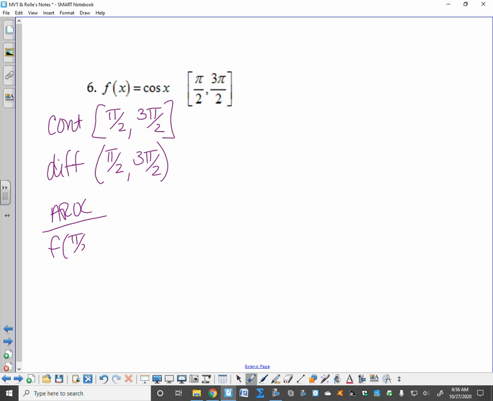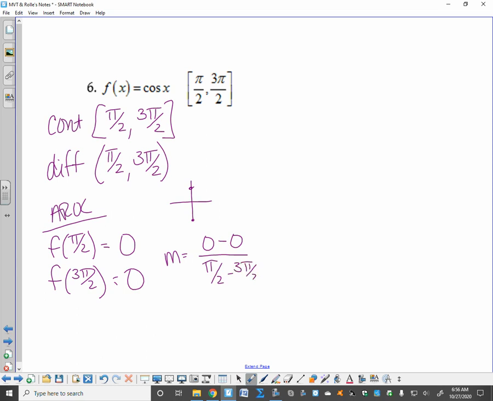F of pi over 2. Cosine of pi over 2 is the x value. That's a 0. Huh. So if I go find my slope, y minus y over x minus x, which is 0 over, I don't care, because 0 over something is 0. So the slope is 0. Okay, so we are top or bottom of a hump.